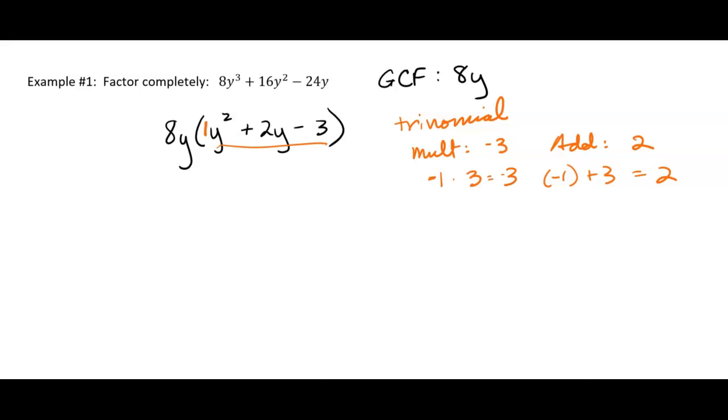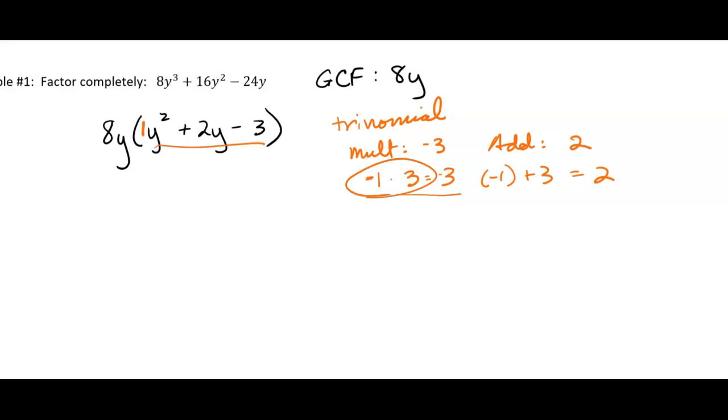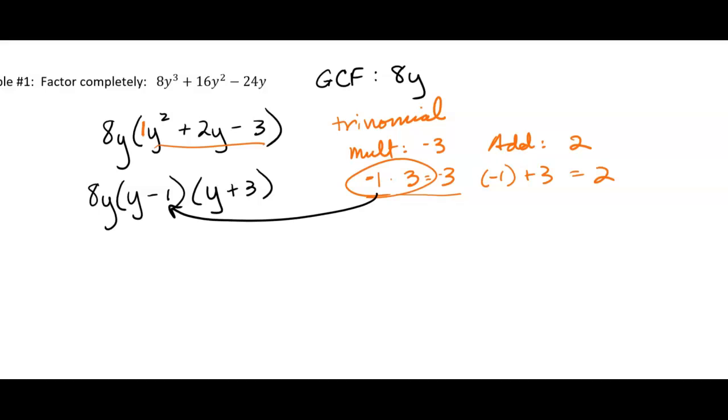So I always start with a multiplication, but we found them. It's these 2 numbers right here. Those will work. And so now I'm going to write the answer 8y, and then I'm going to have a binomial y minus 1 and a binomial y plus 3. So that -1 is right there and the 3 is right there. You could check this. That's going to work. Okay.